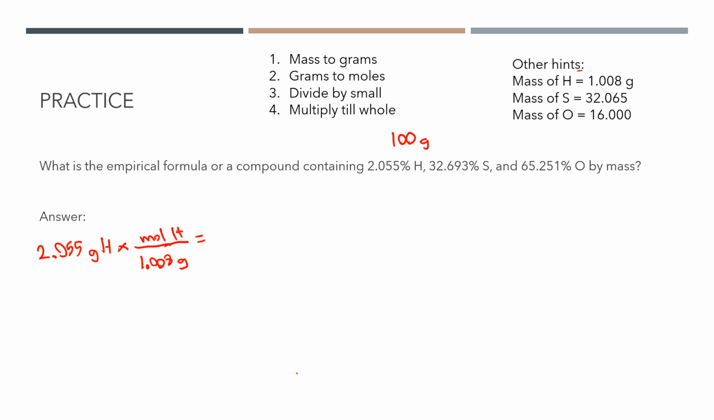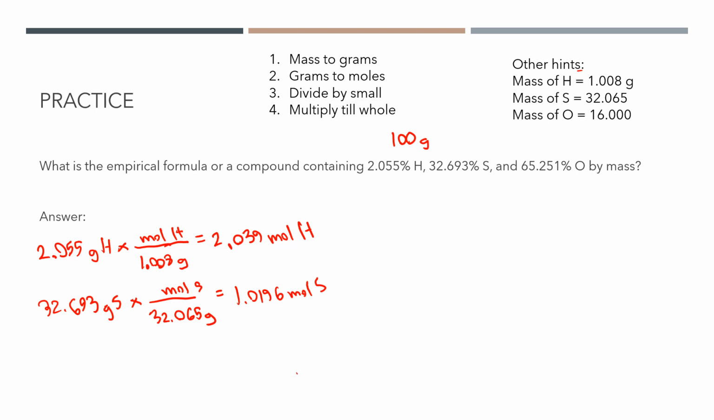That gets us a value of 2.039 moles of hydrogen. Now let's do the same thing for our sulfur. So 32.693 grams of sulfur. Let's convert that to moles. 32.065 grams per mole of sulfur. And that gets us 1.0196 moles of sulfur. Now let's do oxygen.